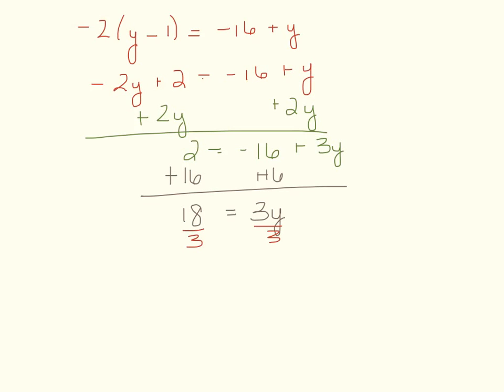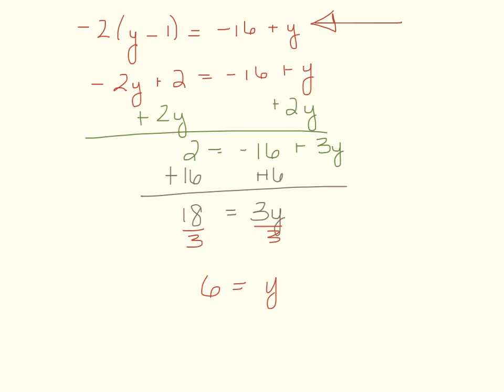Okay? And what do I get? I get y is equal to 6. Okay? Or 6 is equal to y. It really doesn't matter which way we have our equal sign. And so that is the value of y, which will make this original statement, that equation, become true.